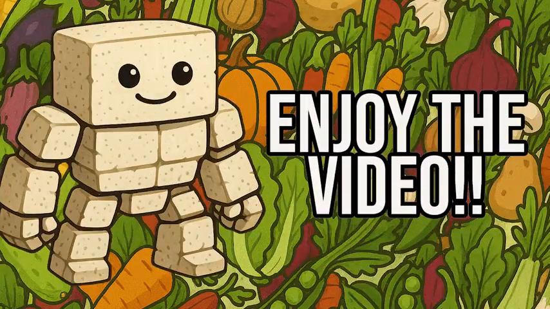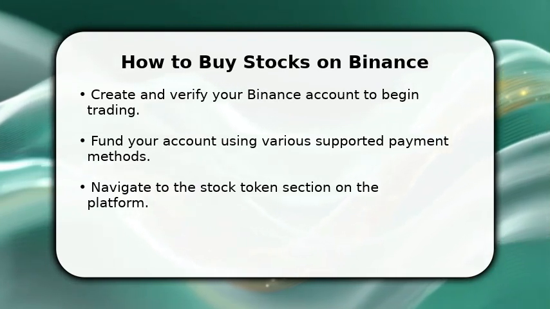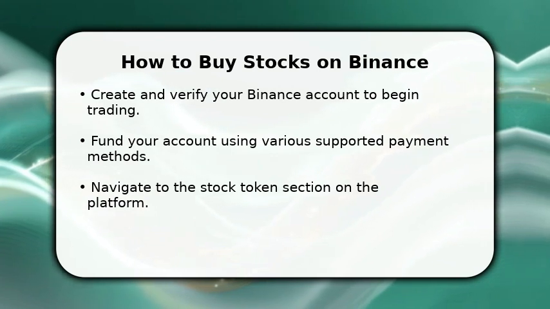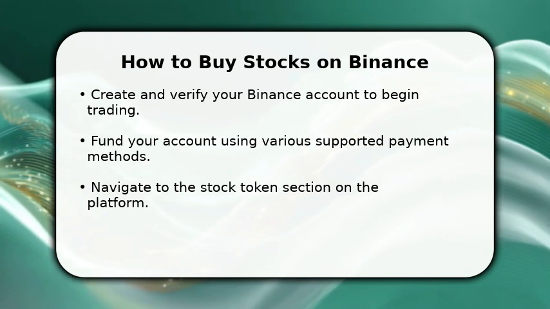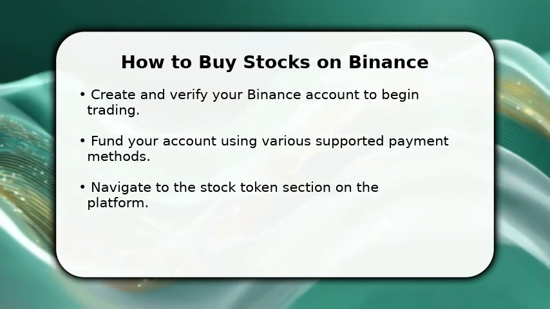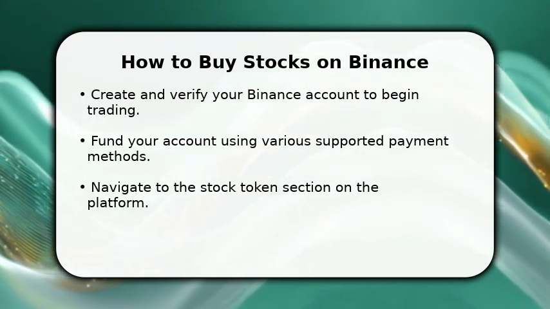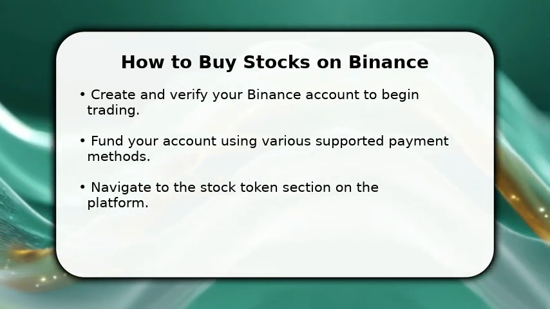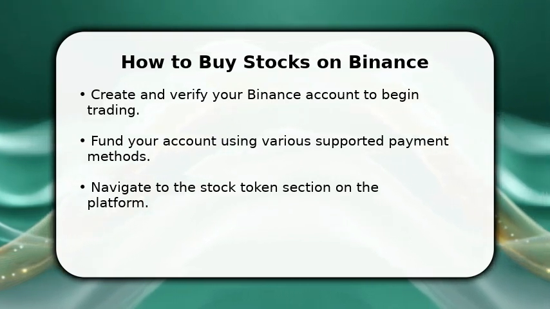Please enjoy the video. In this video, I will explain how to buy stocks on Binance. First, you'll need to set up and verify your Binance account. This usually involves providing some personal information and completing a quick identity check. Once verified, you can easily deposit funds using options like bank transfers or credit cards. Then, you're ready to explore the stock token offerings available on the platform.